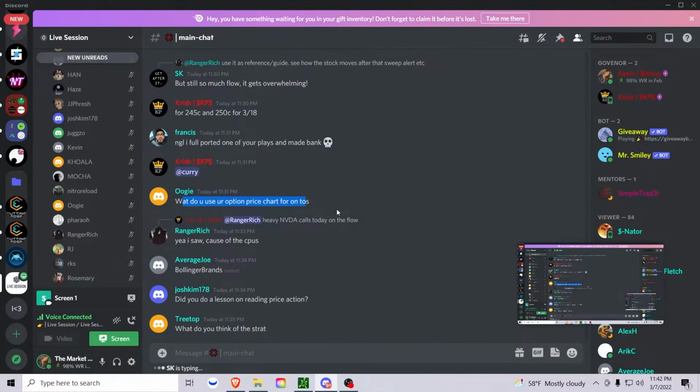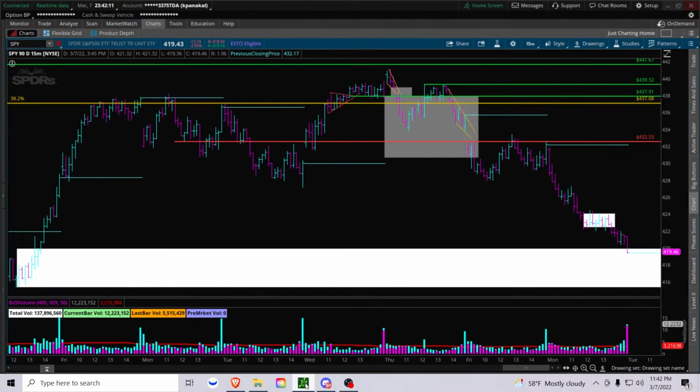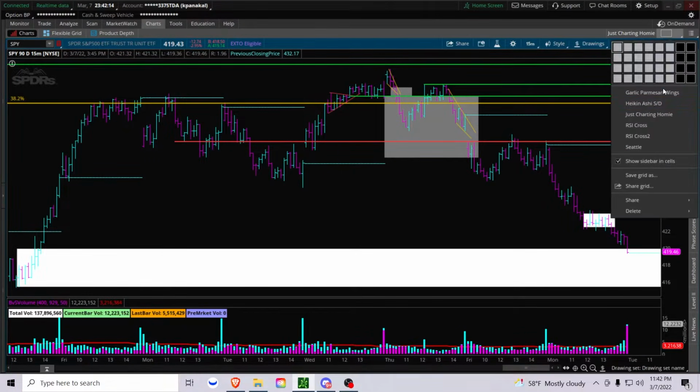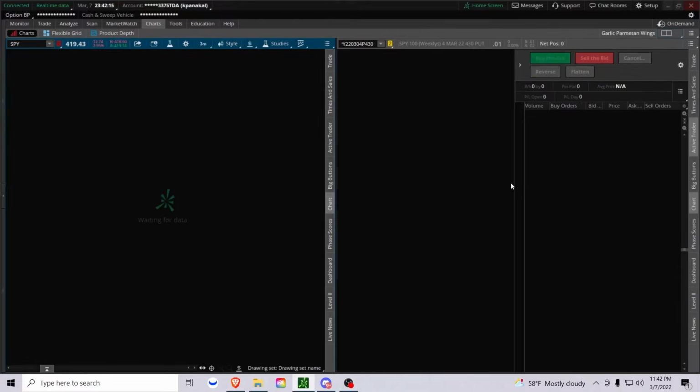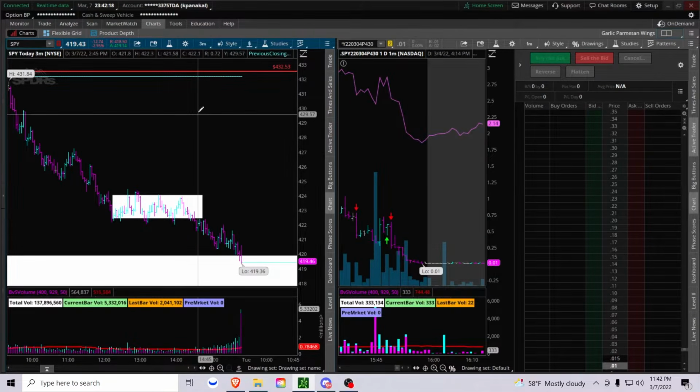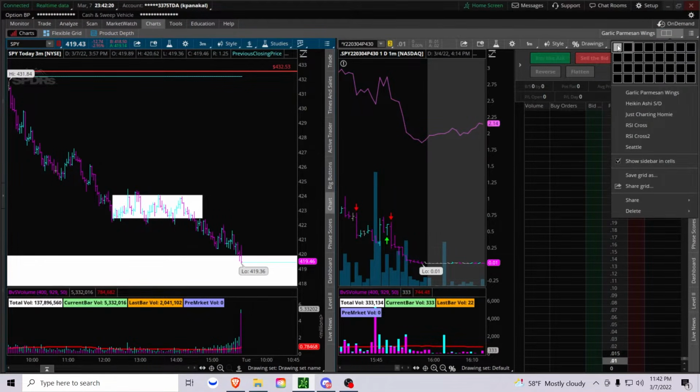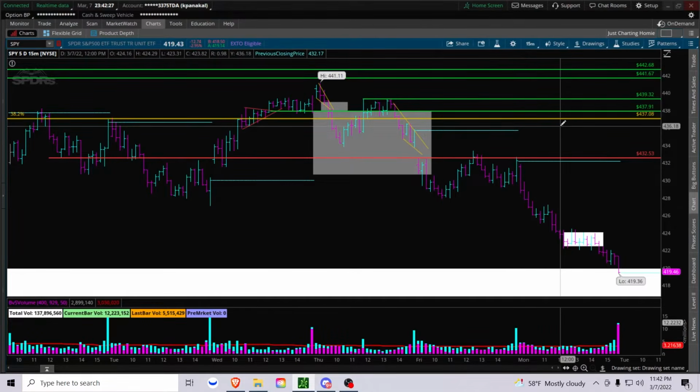What do you use for your option price chart on TOS? Okay. Basically, I'll make another live about this in detail. The way you want to do it is you add another grid. Let me show you very quickly, because not everyone has TOS, and I do need to get off quick.